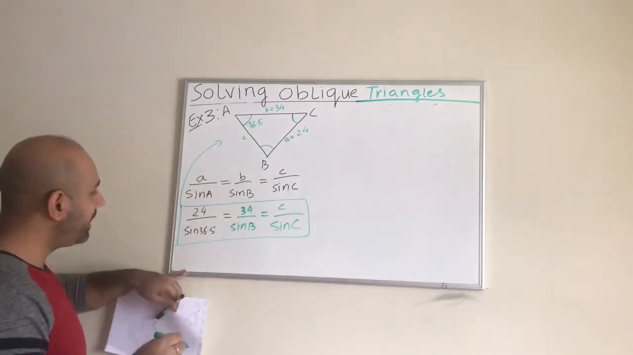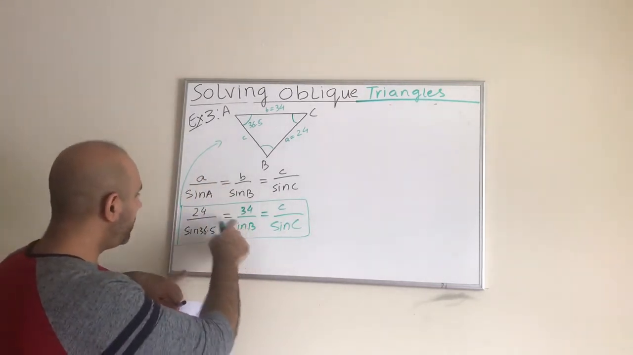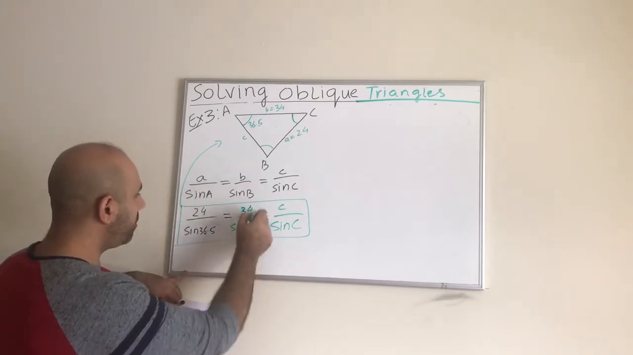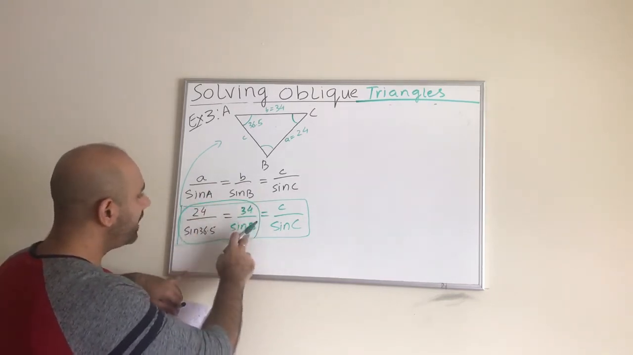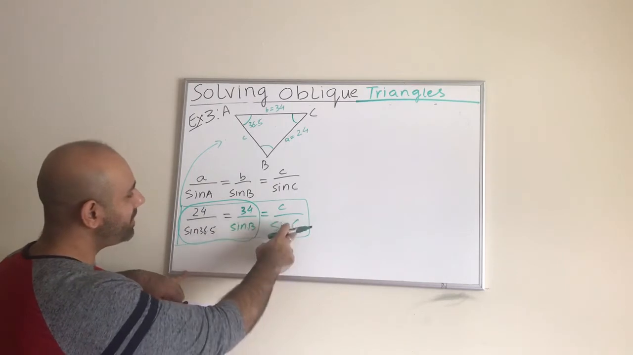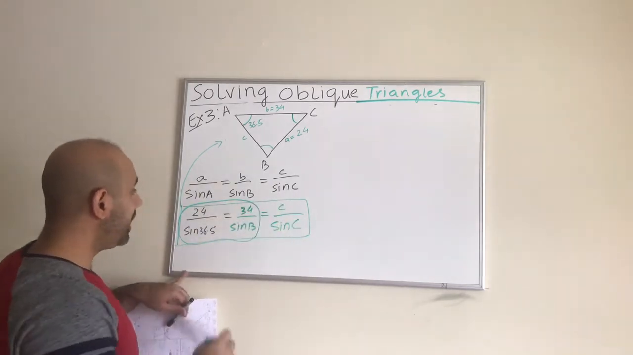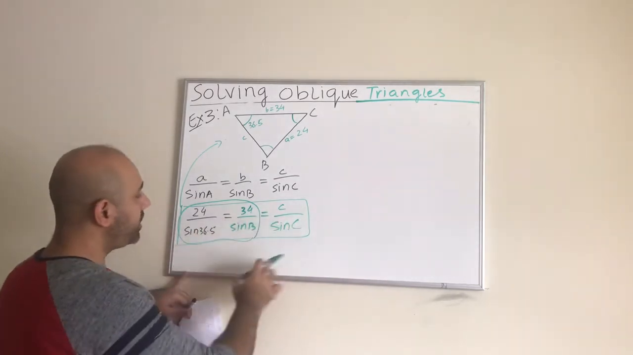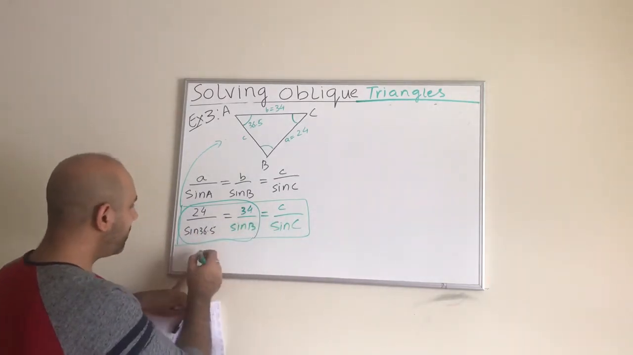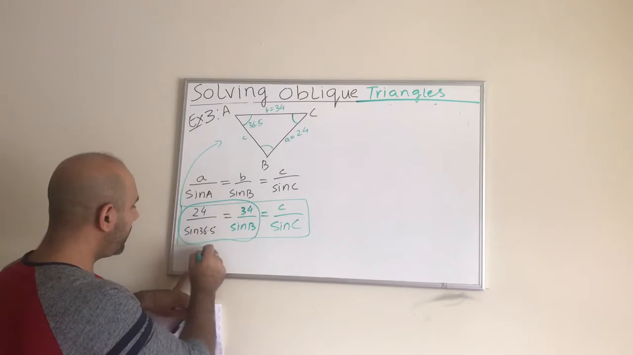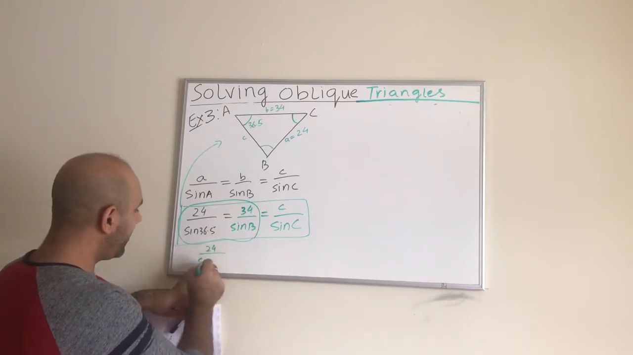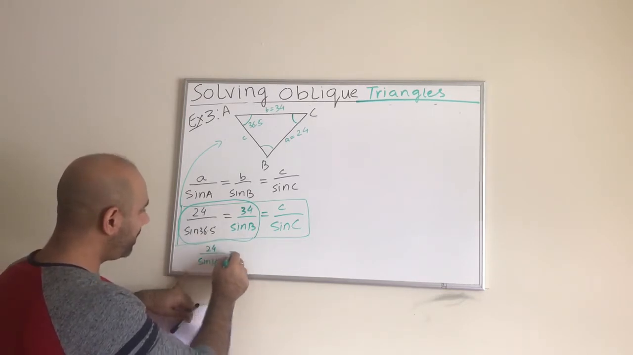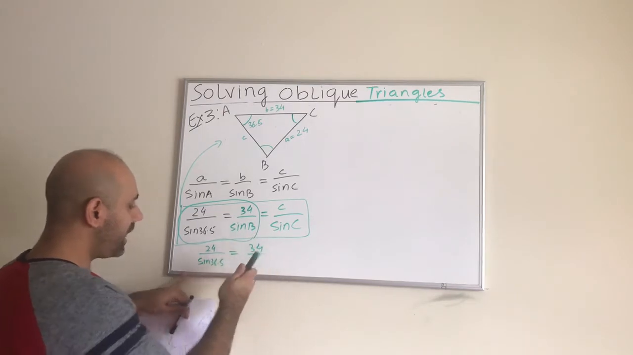Now from here we can clearly see that we should use the first and the second ratio to figure out the measure of angle B. Once we have it, then we can find the measure of angle C and then the length of side C. So we take two at a time. We should write the sine law with three ratios, then we work with two at a time. So let us work with this one: 24 divided by sine of 36.5 equals 34 over sine of B.